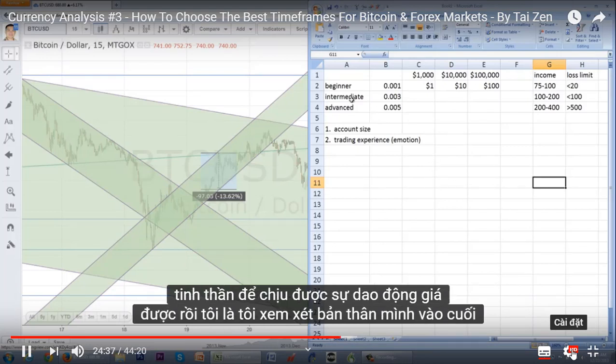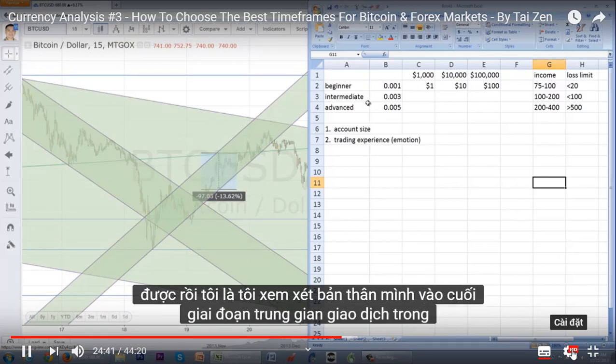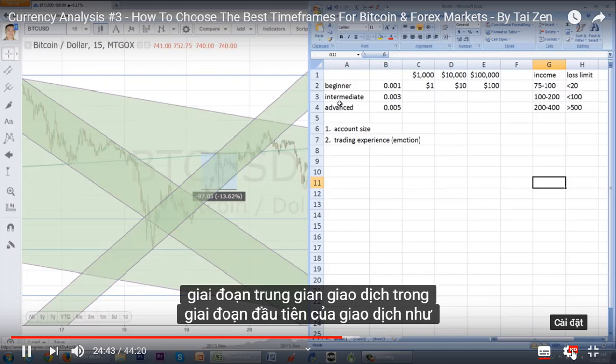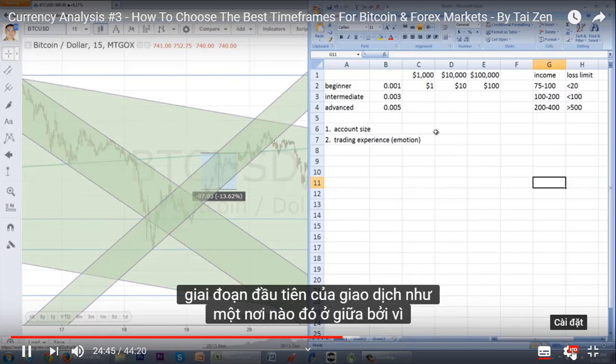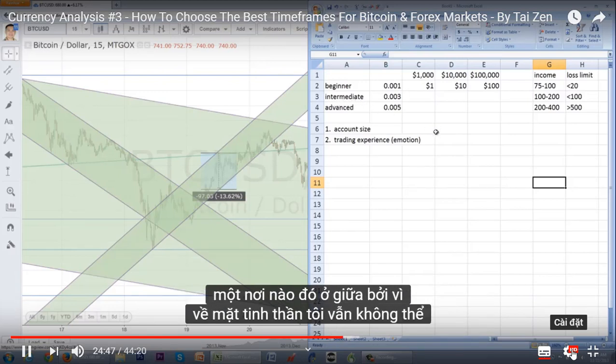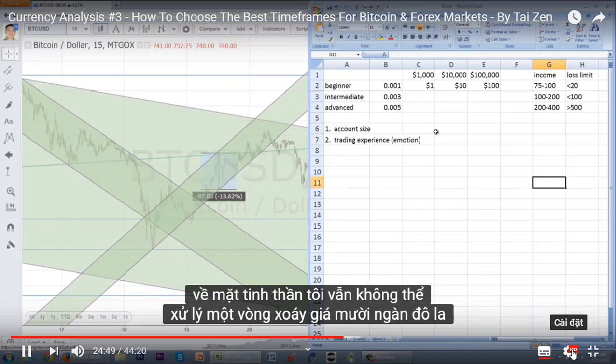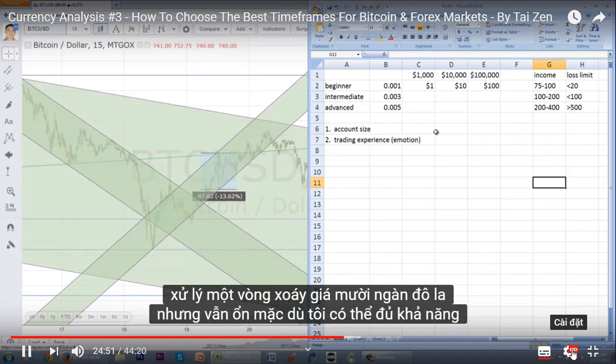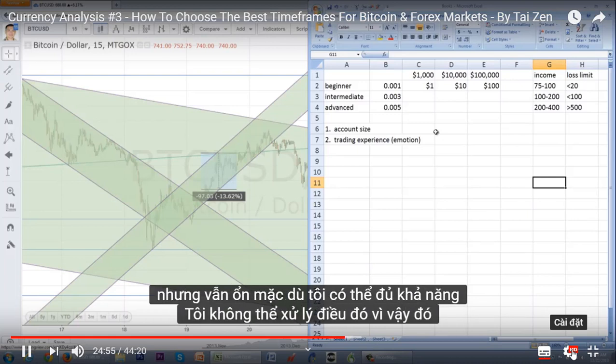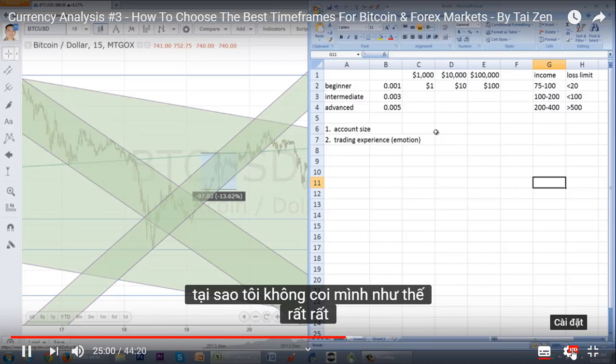Okay, I consider myself in the late intermediate stage of trading and the early advanced stages of trading, somewhere in between, because mentally, I'm still not able to handle a $10,000 price swing yet, even though I can afford it. So I'm not able to handle that. That's why I don't consider myself a very, very advanced trader.